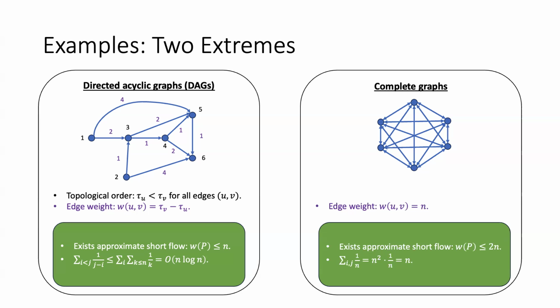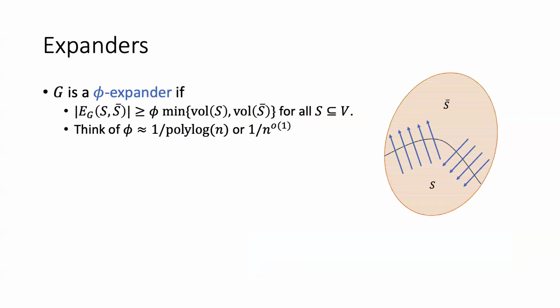Now the question is how we can combine the ideas from both of them to form a weight function in general. To do that, we'll need to relax the complete graph condition slightly. We'll consider something called an expander. A graph is a phi-expander if, for each cut, the number of edges crossing the cut is at least a phi fraction of the volume of the cut, where the volume of the cut is the sum of the degrees of the vertices in the cut.